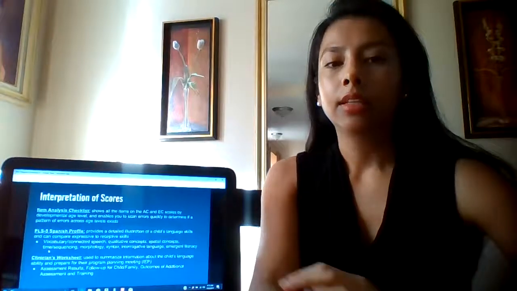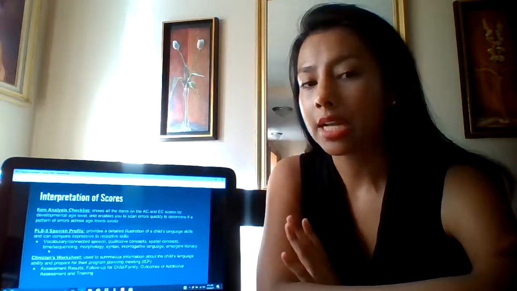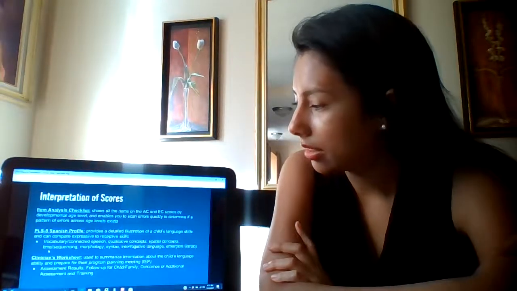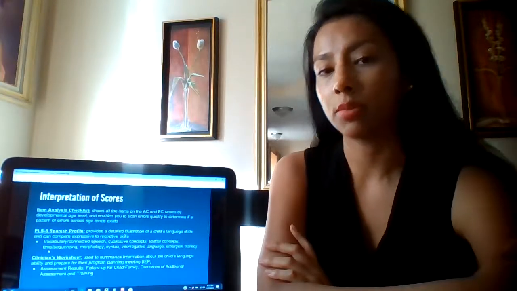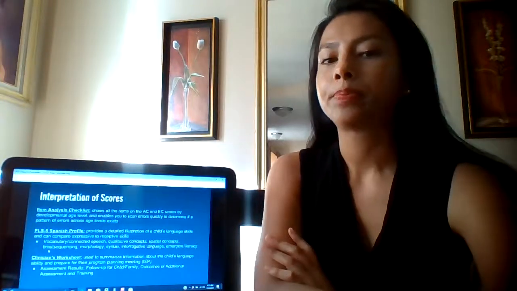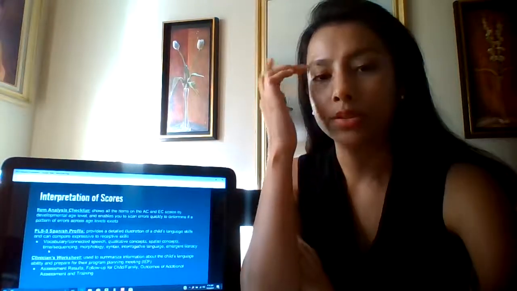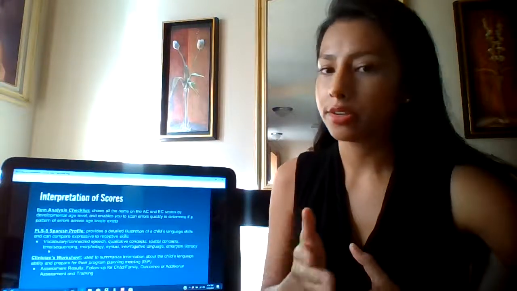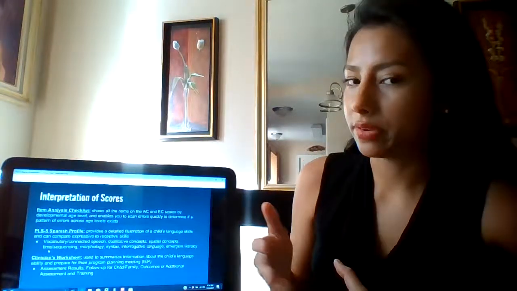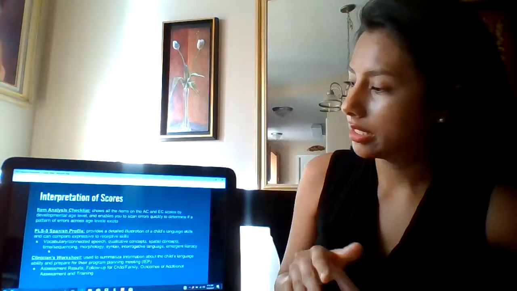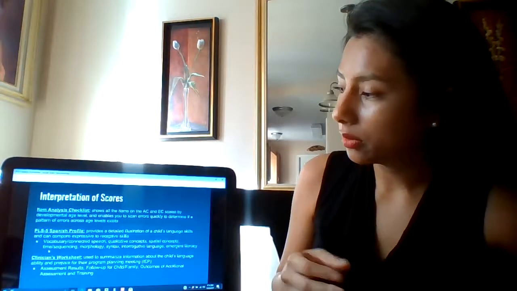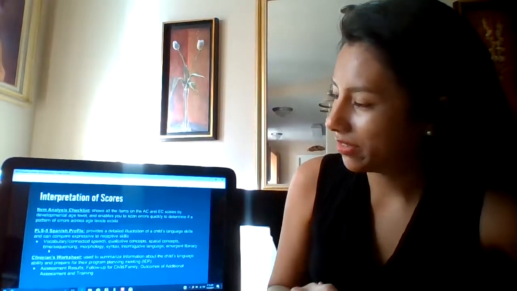Okay, so interpretation of scores, there is an item analysis checklist, and this checklist shows you items on both the auditory comprehension and expressive communication skills by developmental levels. And so this allows you to scan for errors and to determine if there's a pattern of errors existent within each age level. So I thought that was very convenient.